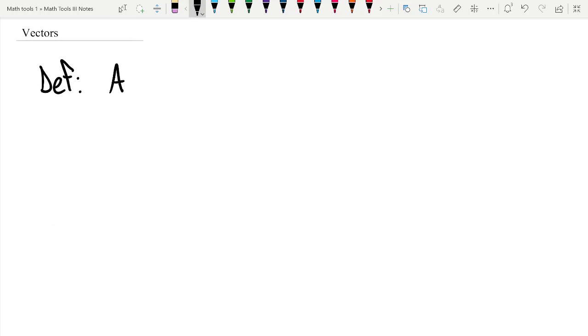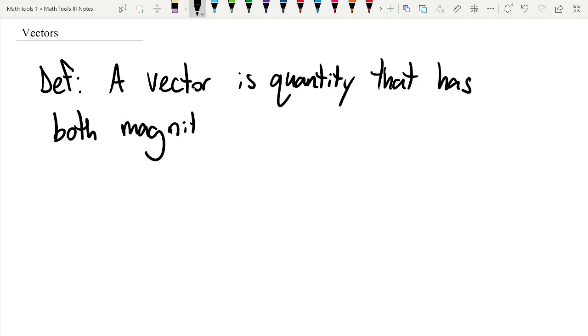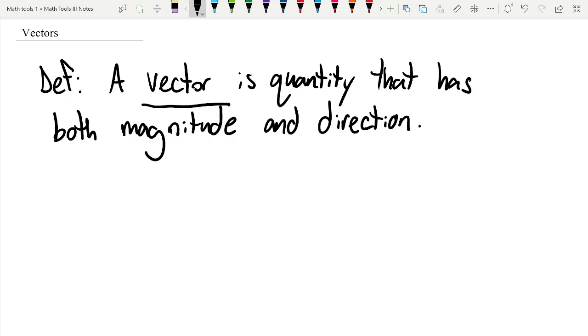So a vector is a quantity that has both magnitude and direction. Okay. So it's a quantity that has a direction. So we're going to represent it with an arrow, which represents that direction. And it has a magnitude, meaning it has a length.